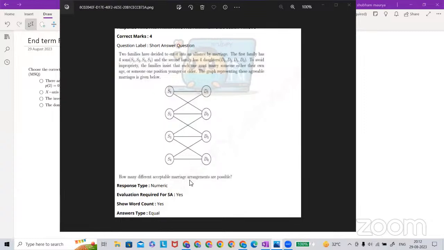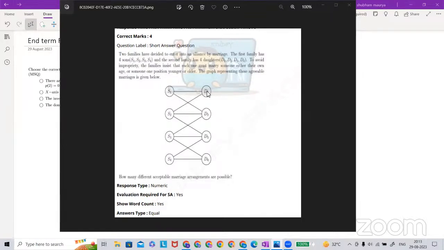Yeah, but it is not given in the question what the level is. It is not given that S1 is younger than S2, S2 is younger than S3. But one thing we have: either S1 and D1 are of the same age, or they are one year younger or one year older. This is one piece of information we have. Using that we have to think.